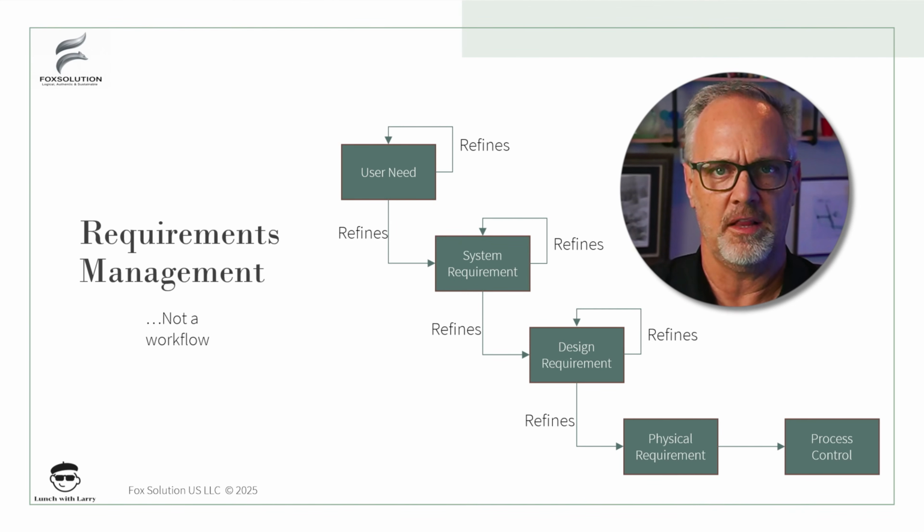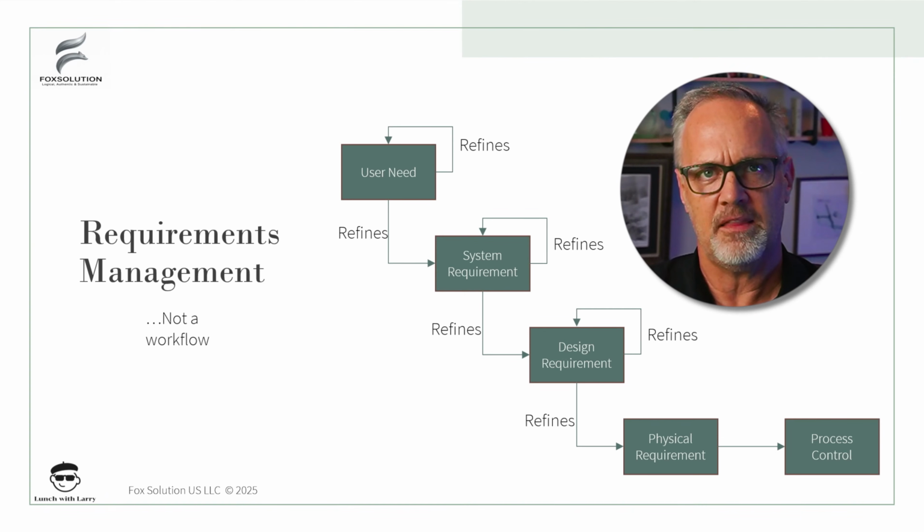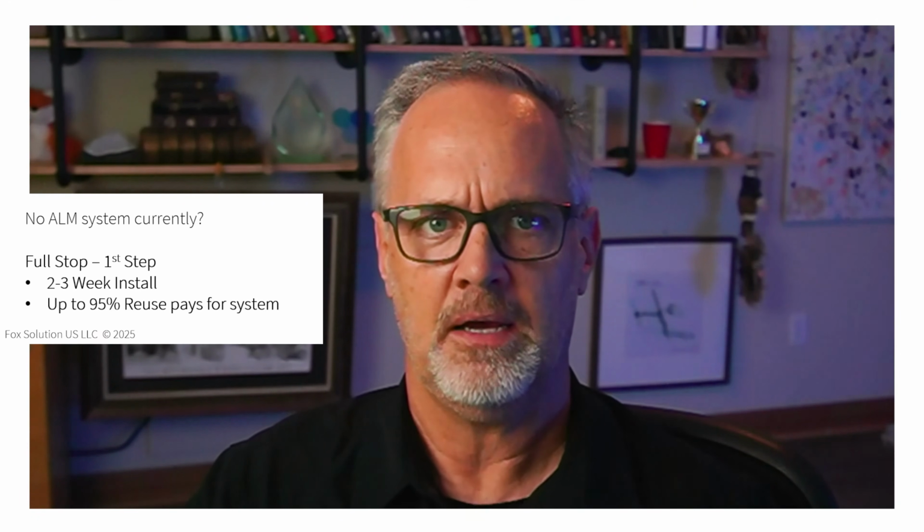So all the levels are necessary, but I think if we don't add more levels to it, it limits how much complexity there is in this refinement relationship. So this kind of represents a full set. So I just want to say, if you don't have an ALM system currently, and you don't have this atomic view and object-oriented, data-driven view of your requirements, I would just say full stop. Your first step is to get this system in place.